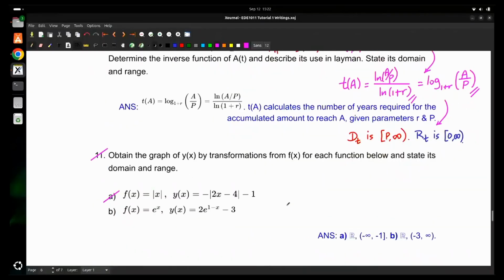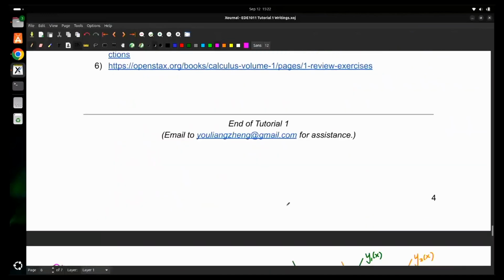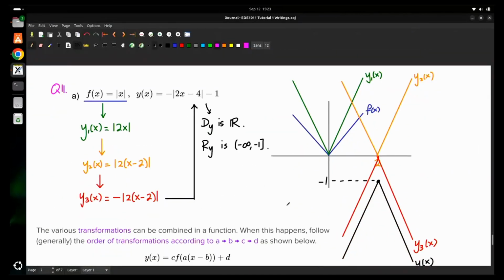Final question, 11. I got requested to go through part A. This one is similar to the lecture example, so we can just do the transformations accordingly to this sequence. As I mentioned, this is a recommended sequence. You can generally follow the order of transformations. In some cases you can swap some of the order, like in some functions you can actually do B first, then A. But generally, if you follow this sequence, you will always get the correct answer, without the complications of special cases.